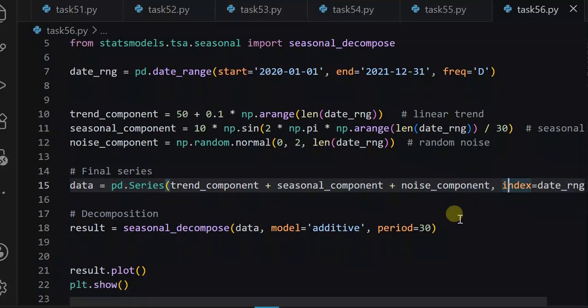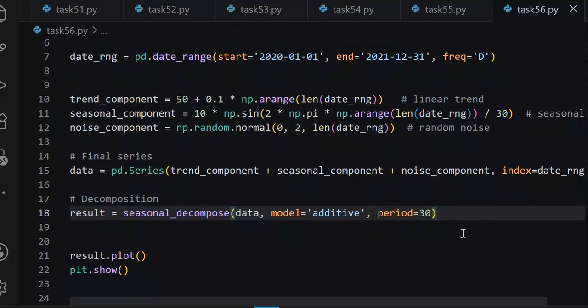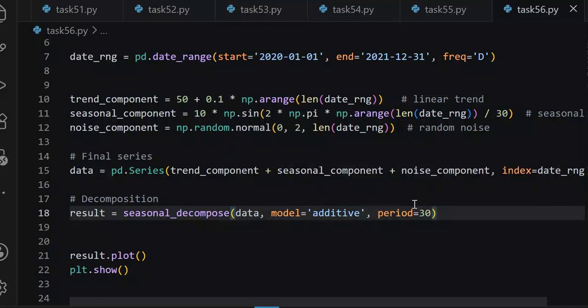Then we apply a decomposition of the time series. This is the main technique, where seasonal decomposition separates data into trend, seasonal, and residual. Trend means a long-term direction, seasonal means a repeating pattern, and residual means the remaining random changes. Here we use the model as additive, which means the components are added, and it is used when seasonal changes are approximately constant.